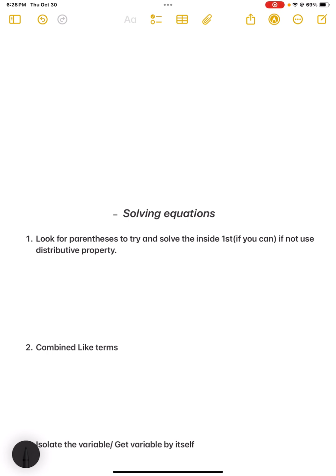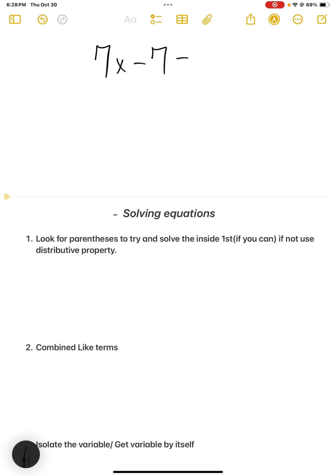Okay, so let's do a problem. Well, let me show you what isolating the variable looks like first. So when you get to step 3, most of the time, your equation should look something like this. Hold on, let me finish it.